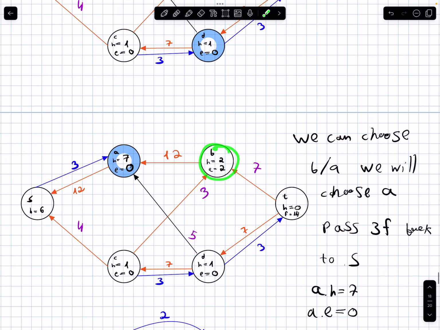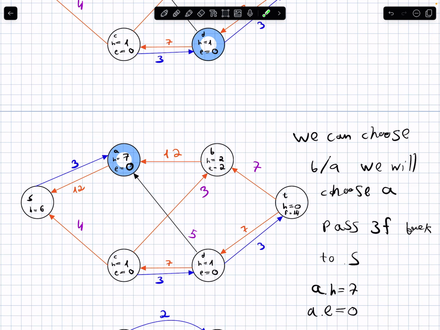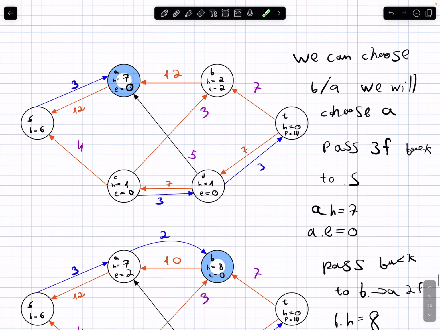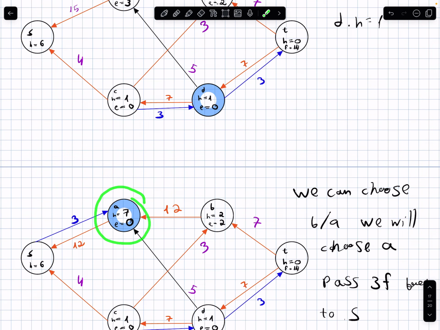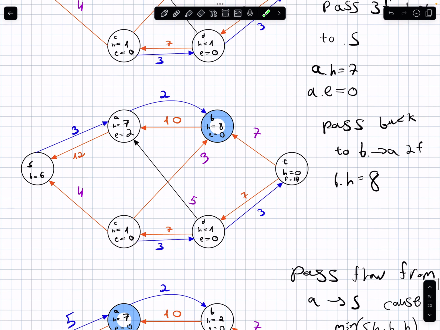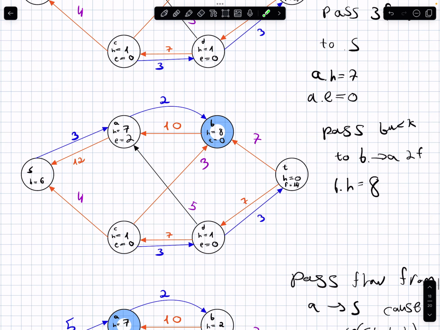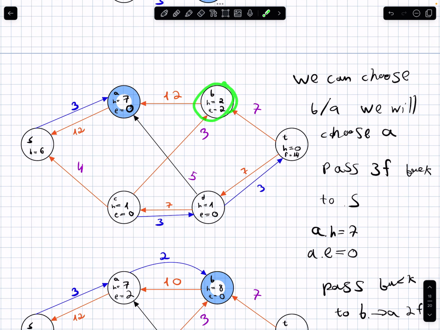B still has an axis, so we still go over B. Remember, after we finish all of the looping, we go over all the ones that have axis. So I first start over A, but then we go over B. So B had 2 axes. What does it mean? That you have to push back. So B will push back here, to A, and because it pushed back to A, now the height will have to increase to 8.